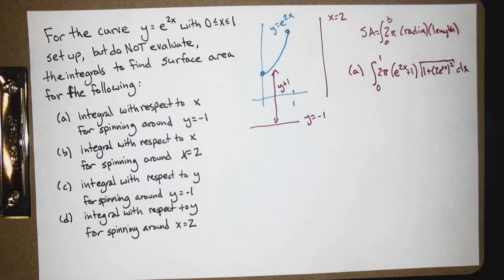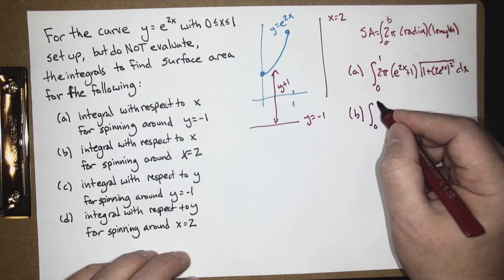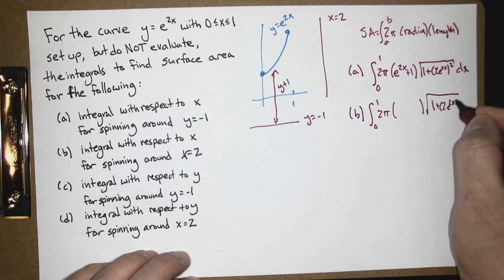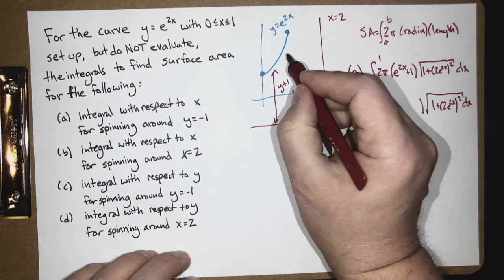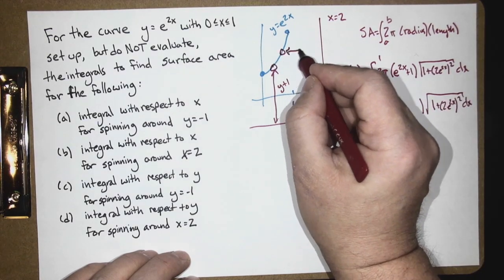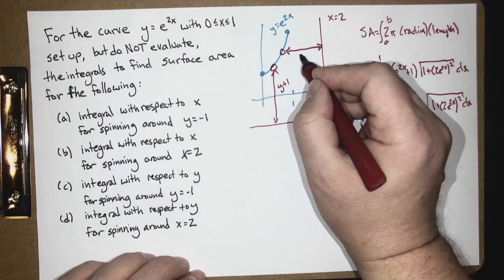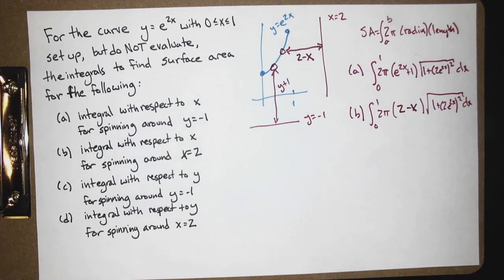So that's part A. What about part B? Well, it's the same bounds. It's the same length. What's the only thing that changes? Well, it's the only thing that's left. It's the radius. So now it's that distance. So what's the distance to the line x equals 2? 2 minus x. So it becomes 2 minus x.